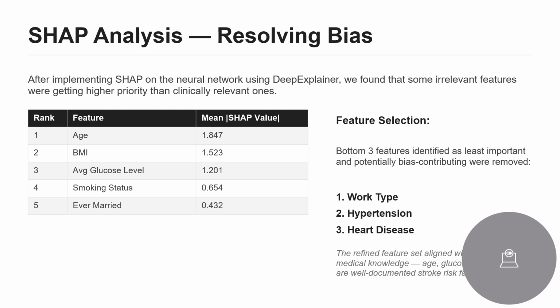However, at the bottom of the list, we found features like work type, ever married, marriage status, and other such features with very low SHAP values. These features were not contributing meaningfully to prediction, but they could be introducing noise and bias into the model. So we made a decision to remove these few features and retrain the model on a refined feature set.